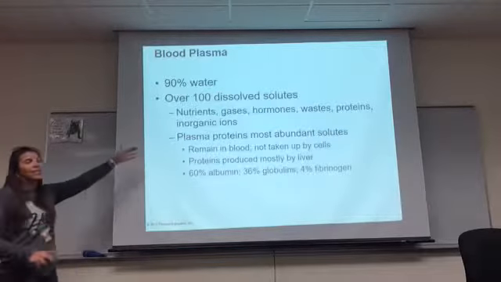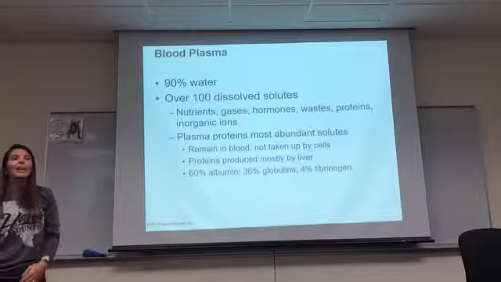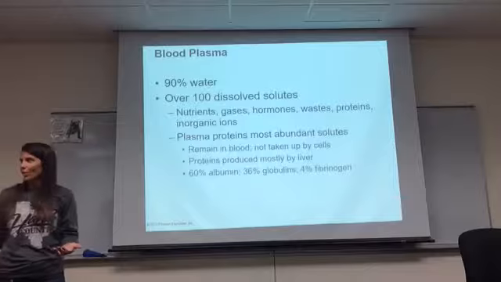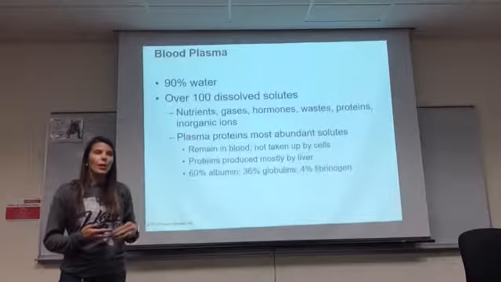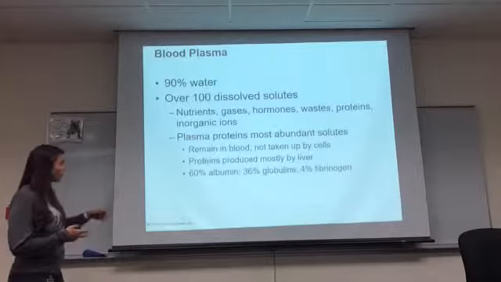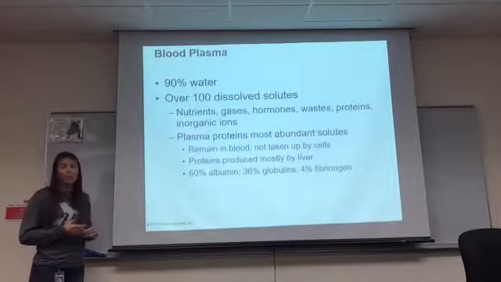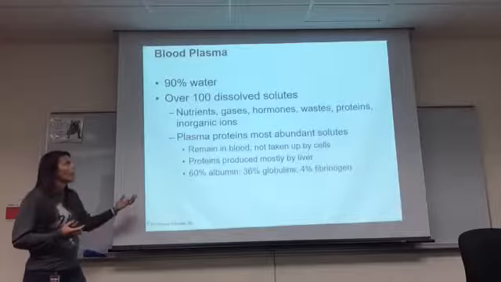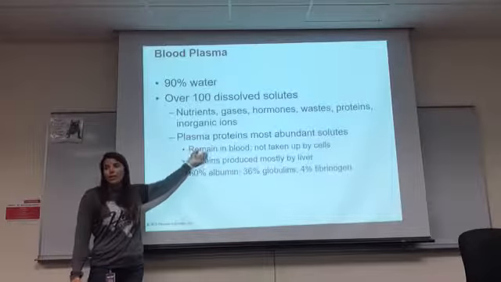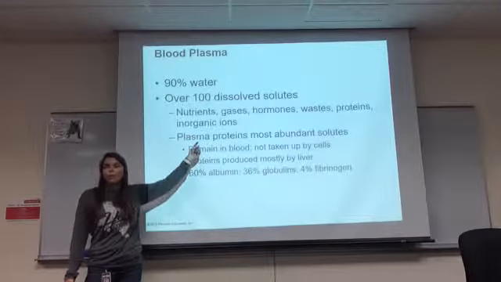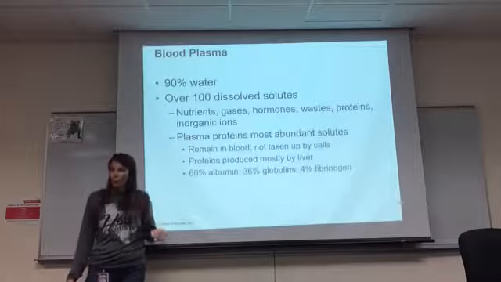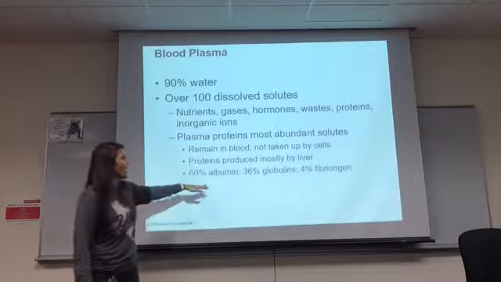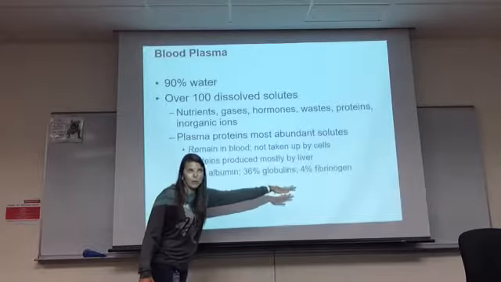Hormones, waste, proteins, inorganic ions. Inorganic ions are whenever you say vitamins and minerals are inorganic. Okay, so that's what it's referencing there. You also may have some plasma proteins. The amount of plasma proteins may vary. But these are proteins that you find in your plasma, which is why they're called plasma proteins. There are 3 classes of plasma proteins: the albumins, the globulins, and the fibrinogens.